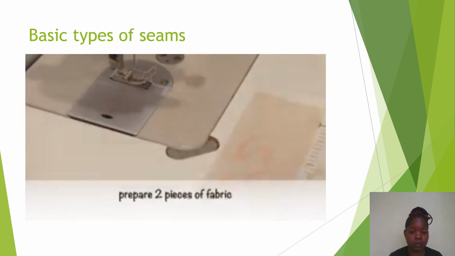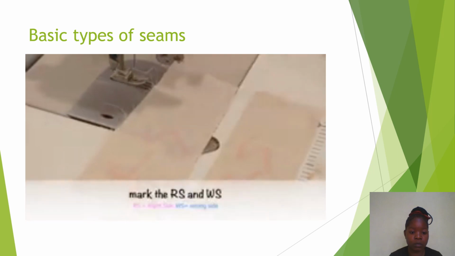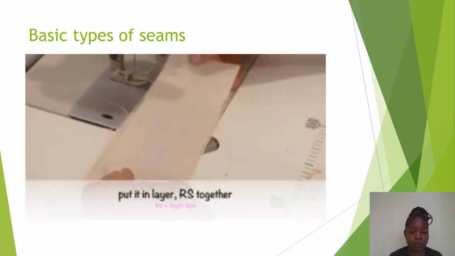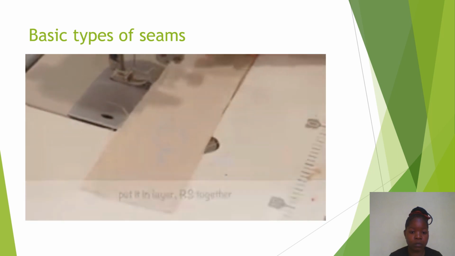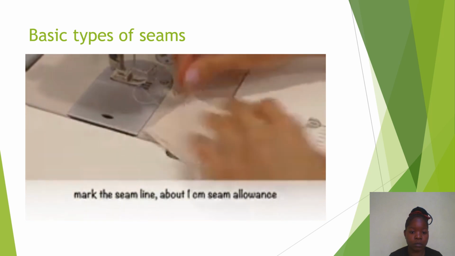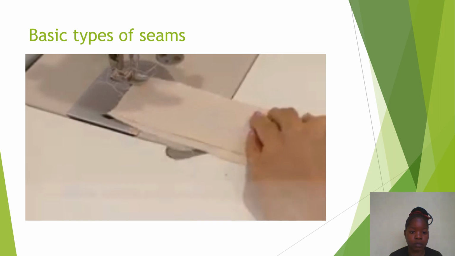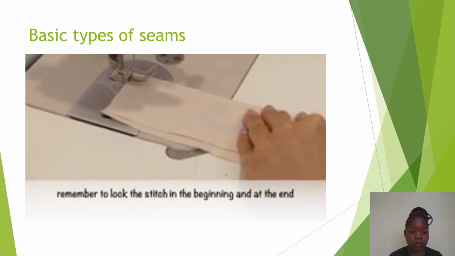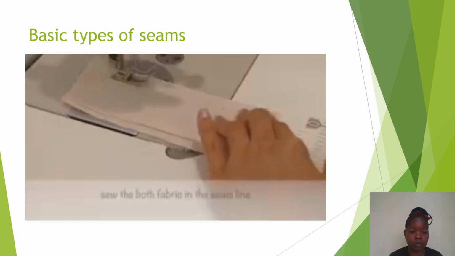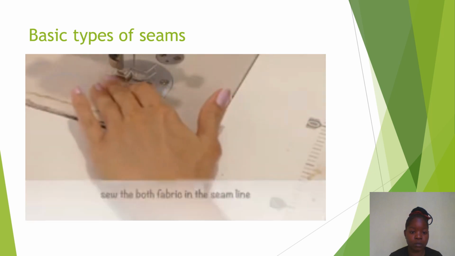Prepare two pieces of fabric. Mark the right side and wrong side. Put it in layer right side together. Mark the seam line about 1 cm seam allowance. Ready to sew. Remember to lock the stitch in the beginning and at the end of the seam line. Sew both fabrics in the seam line.